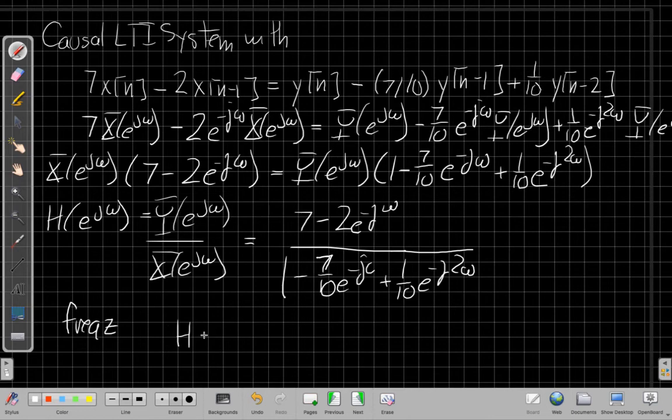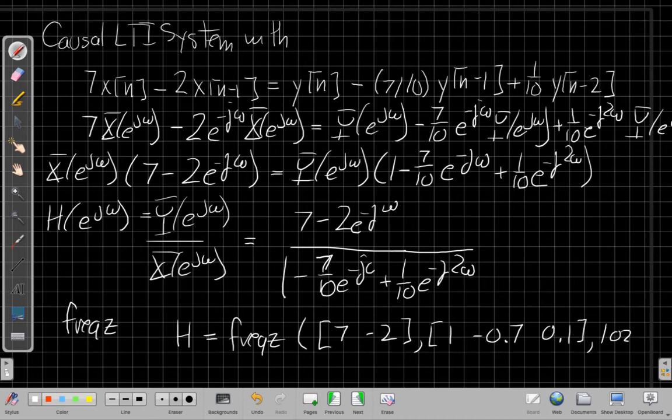If I wanted to find the frequency response, here I would say it's the freqz, F-R-E-Q-Z, pronounced freq-zee, of the coefficients of the numerator, so 7 minus 2, and the coefficients of the denominator, so it'd be 1 minus 0.7, because that's 7/10, plus 0.1, and then however many frequencies I want. Maybe I want 1024 frequencies or something like that. So this would be the way I would do it in Matlab, because it's hard to do by hand.